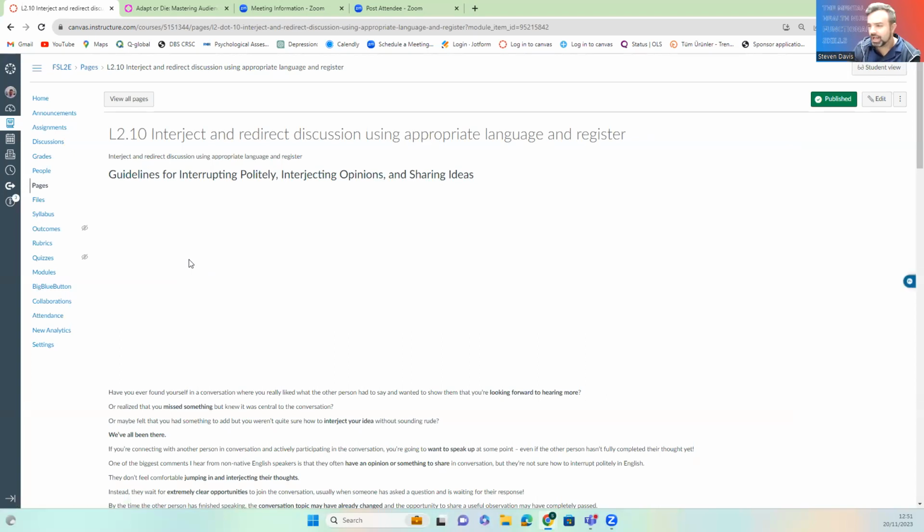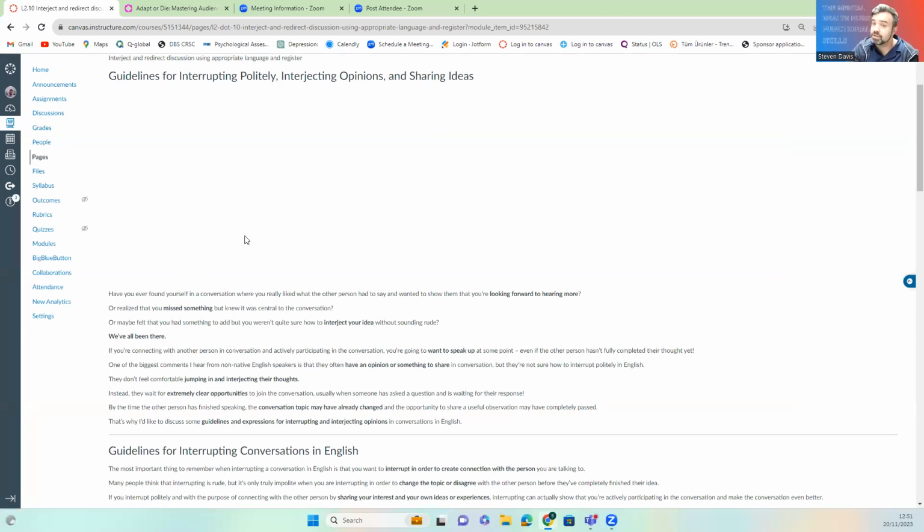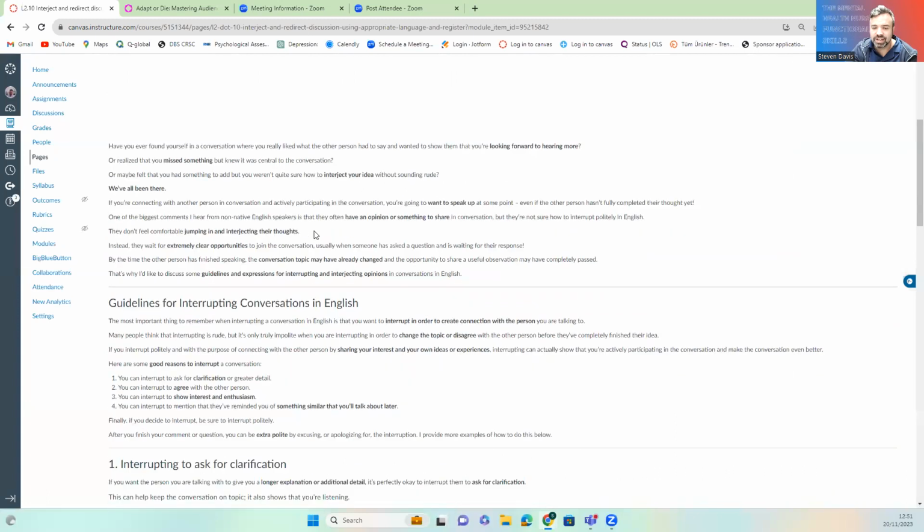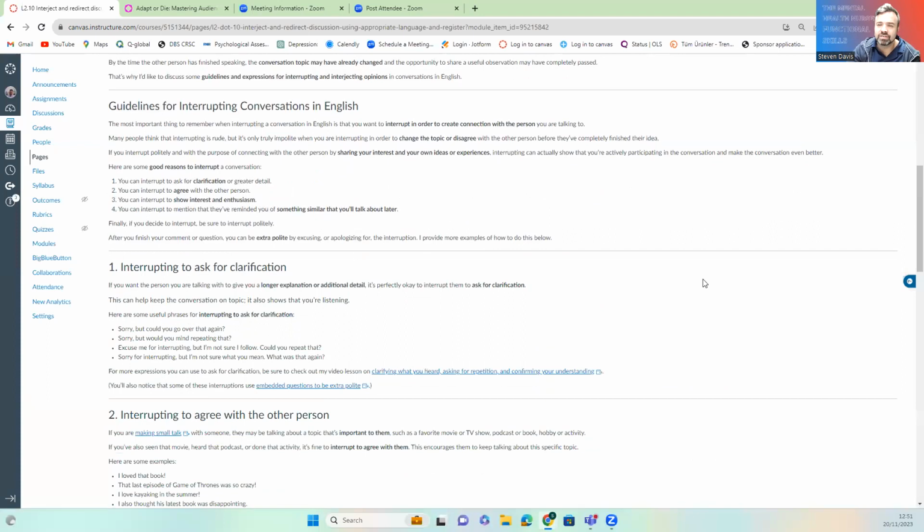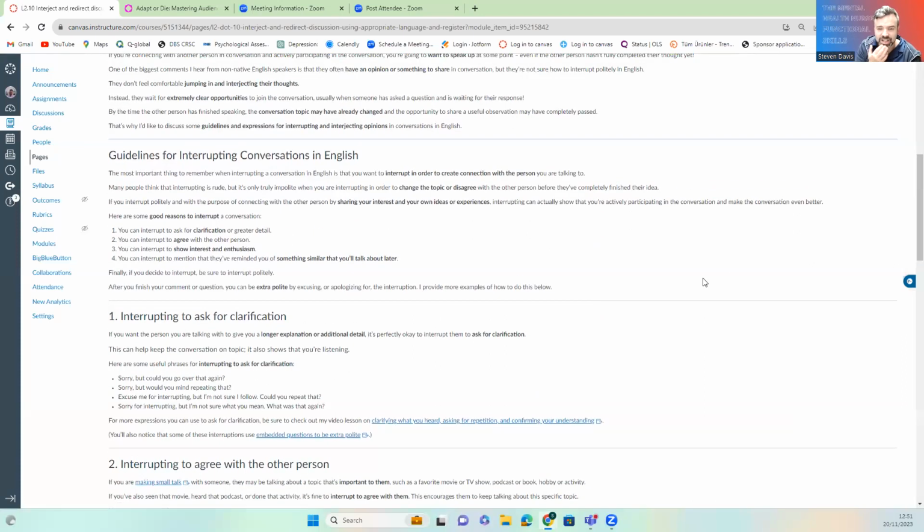So when we think about 2.10, we're looking at interjecting and redirecting discussions using appropriate language and register. So therefore, guidance for interrupting politely, looking at options and sharing ideas. So on here then, you can see we've given you some guidance on interrupting in conversations in English.